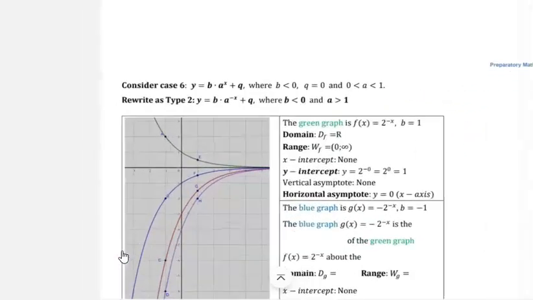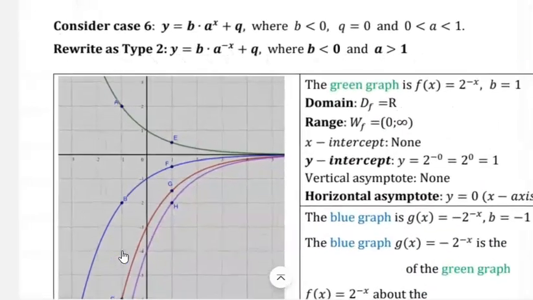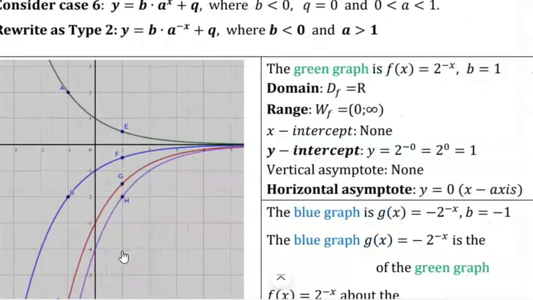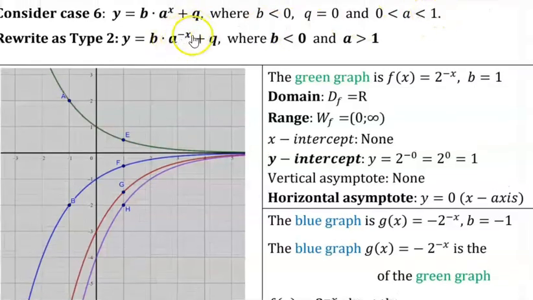Now we consider case 6. Again, I've included the standard equations, and here we are going to look at negative b values, where I still have a 2 to the minus x, so I have a negative x. That means my a here is a fraction, which I rewrote as a to the minus x. Again, I've just included the regular one, 2 to the minus x, the green graph there. From there we will move on to the other graphs.